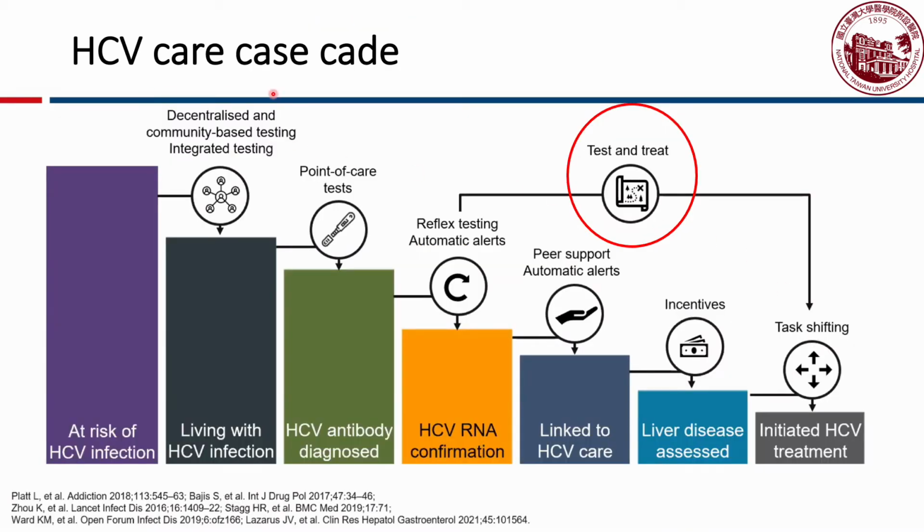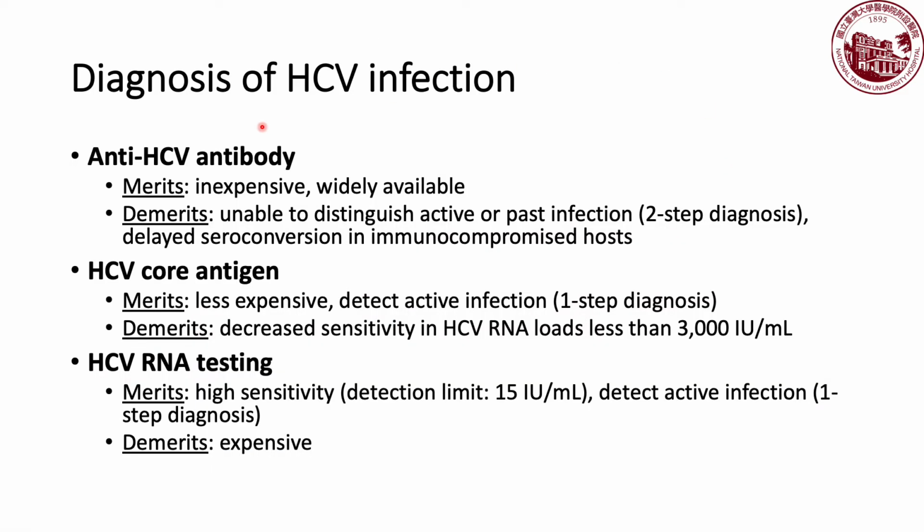In the HCV care cascade, testing and treatment are crucial to halt HCV onward transmission. To diagnose HCV infection, there are three options to choose from. The first one is anti-HCV antibody. It is inexpensive and widely available. However, it is unable to distinguish active or past infection and requires another test to confirm active infection. It also has the problem of delayed seroconversion in immunocompromised hosts.